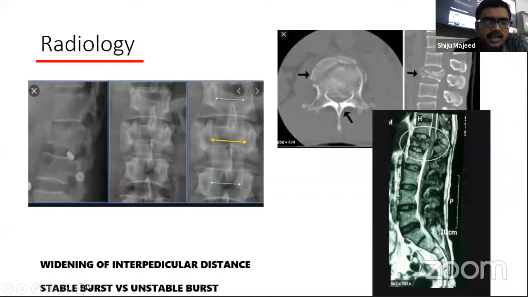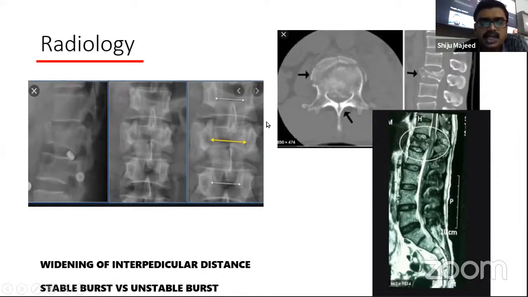Then there is a stable burst fracture and an unstable burst fracture. What is an unstable burst fracture? When there is a compression beyond 30% of the height. Suppose this is taken as 100%. When the vertebra has collapsed to more than 70%, that becomes unstable. And any burst fracture with a neurologic deficit.